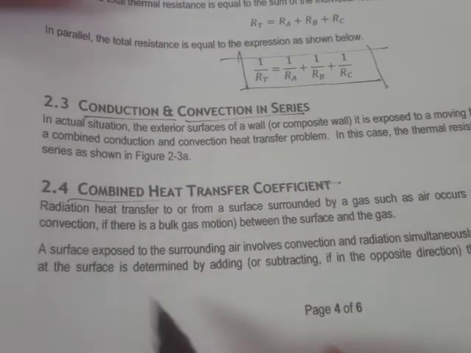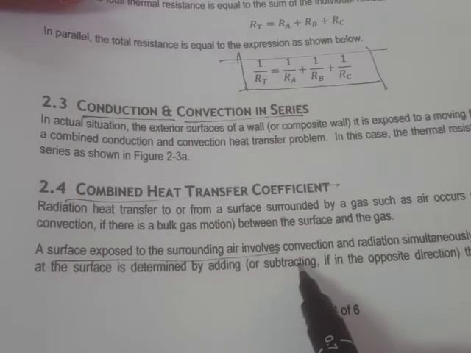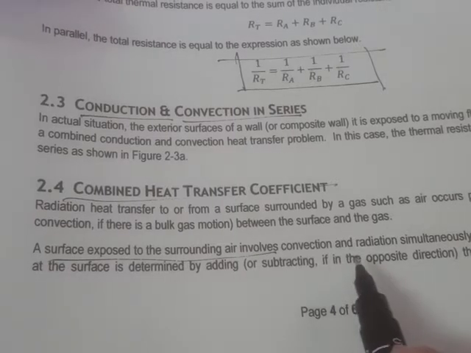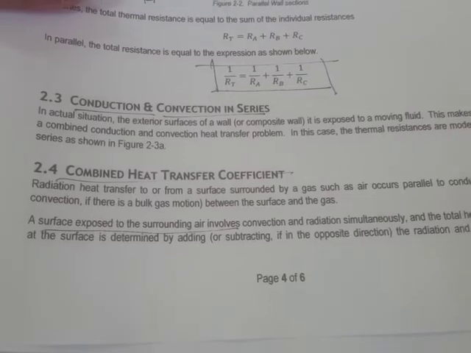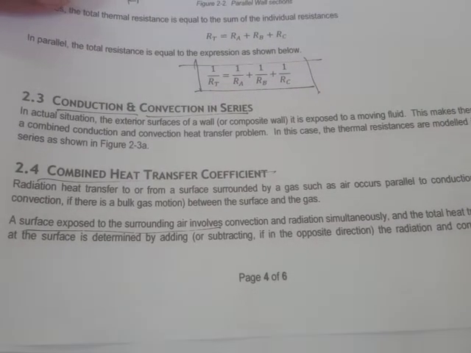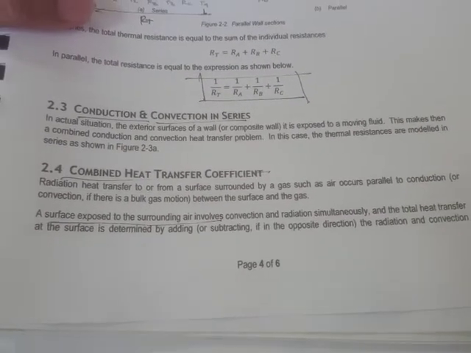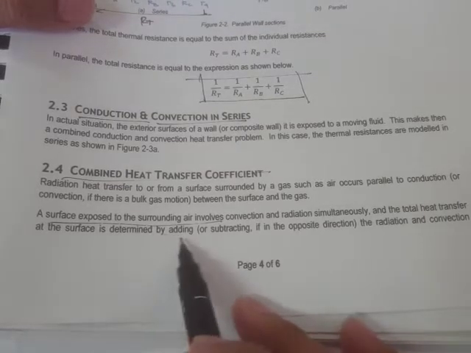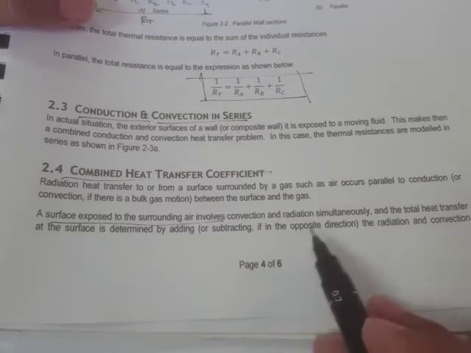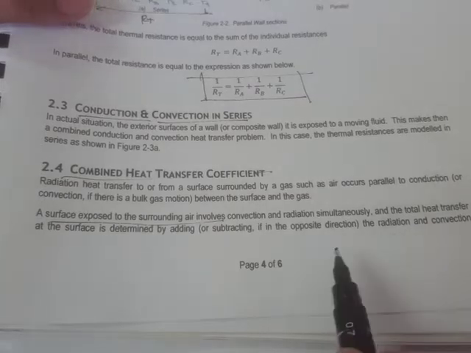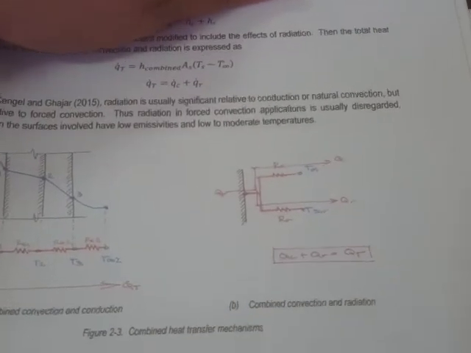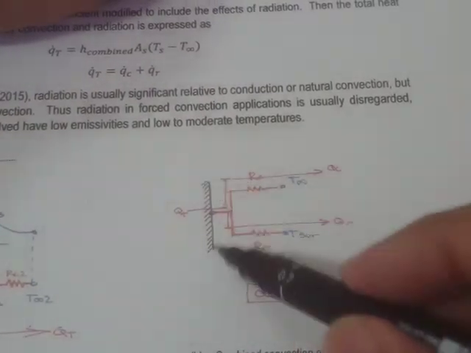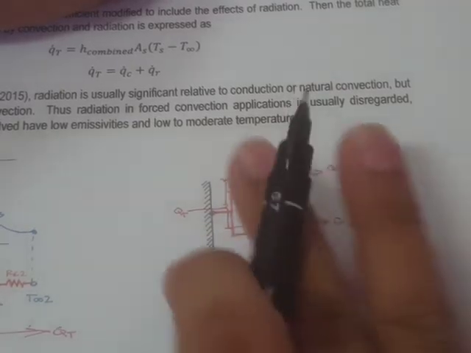Okay, next problem is this combined heat transfer coefficient. A surface exposed to the surrounding air involves convection and radiation simultaneously, and the total heat transfer at the surface is determined by adding, or subtracting if it is in the opposite direction, the radiation and convection. So right here in figure 2-3, here's our surface.